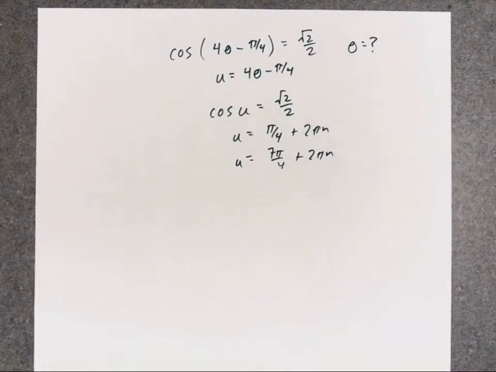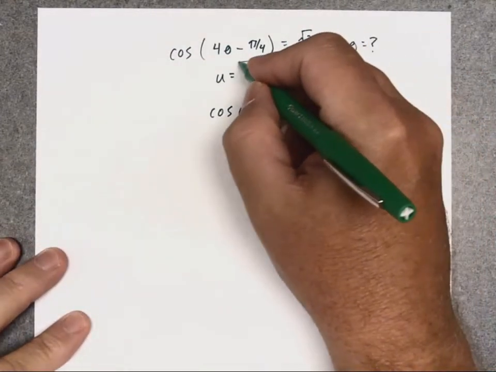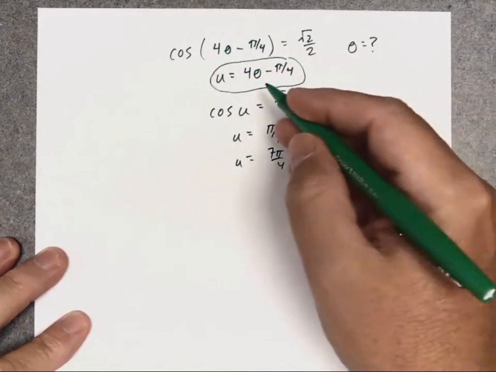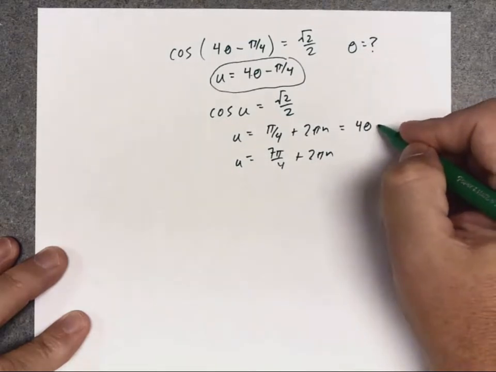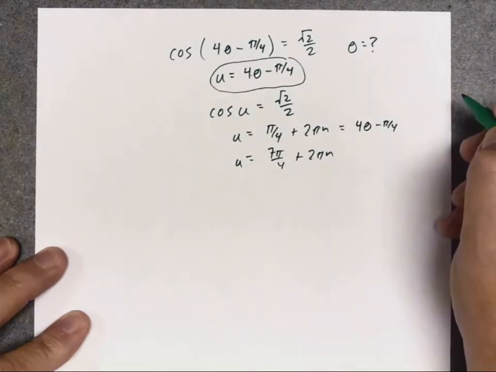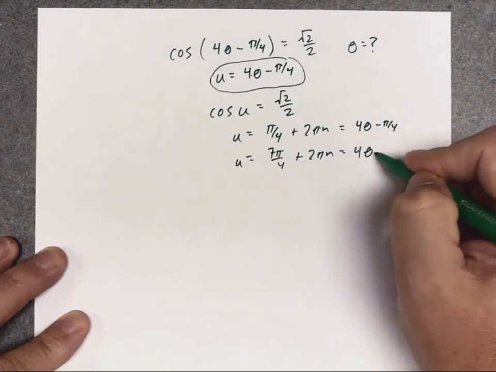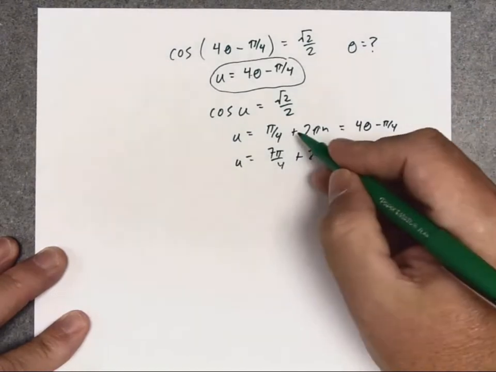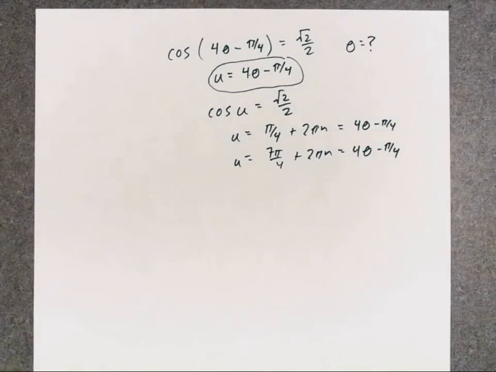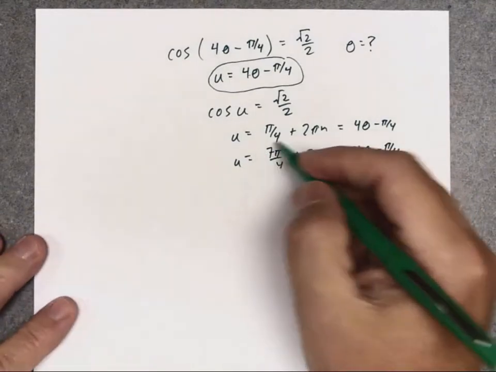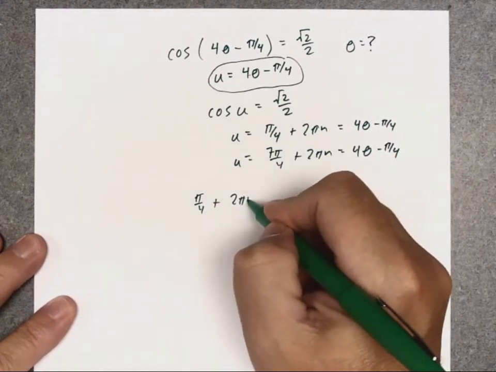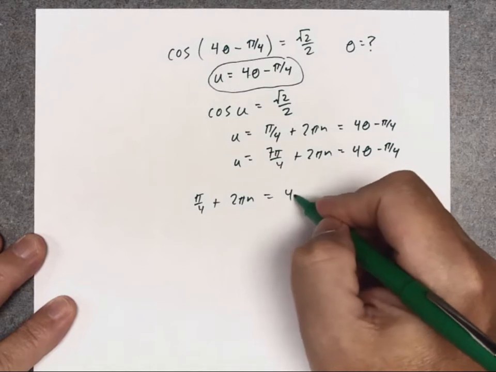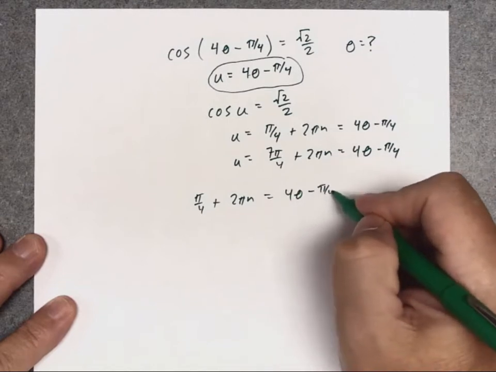However, I'm trying to solve for theta. So now I go back to when I first defined my u. Easiest thing is just to write over here 4 theta minus pi over 4, and do the same thing here. Then I'm going to take both these equations and solve them for theta. So let's take this first one. This first one is pi over 4 plus 2 pi n equals 4 theta minus pi over 4.